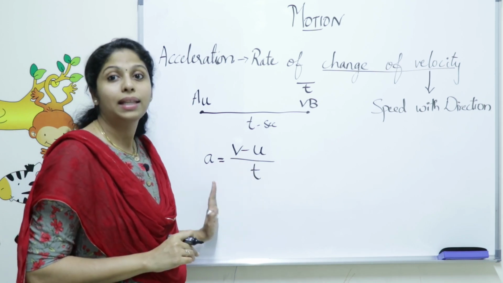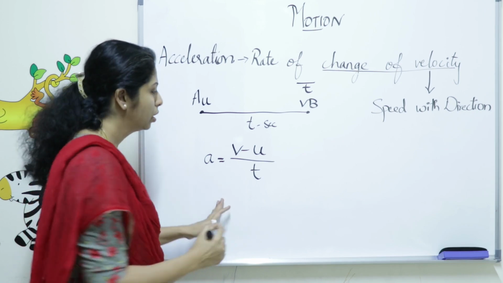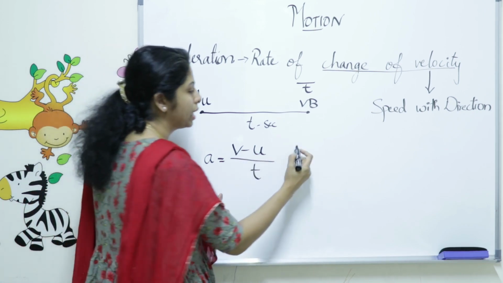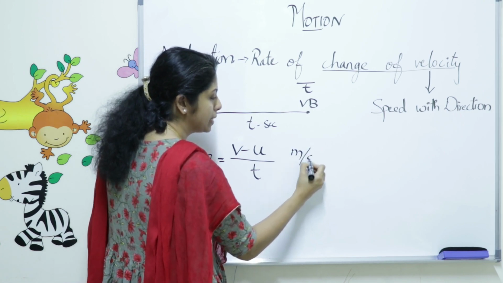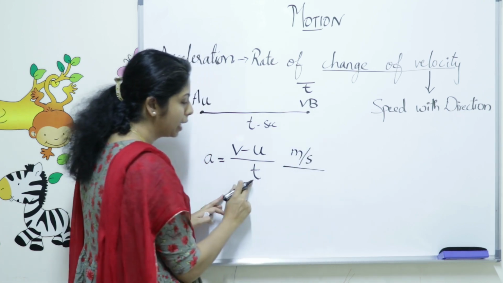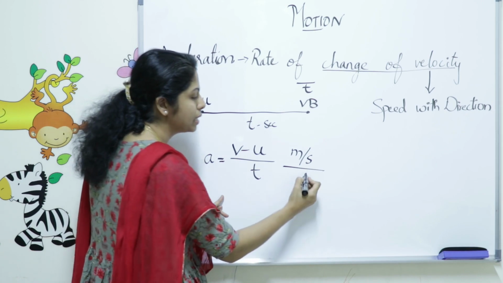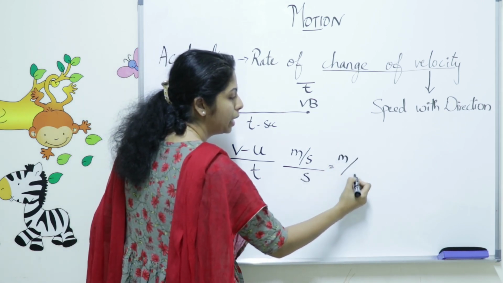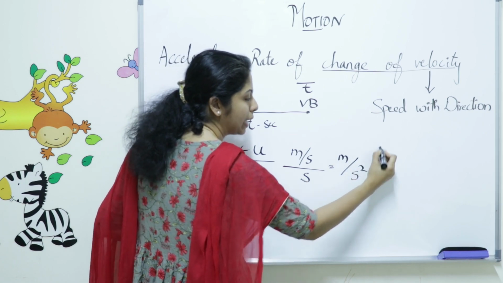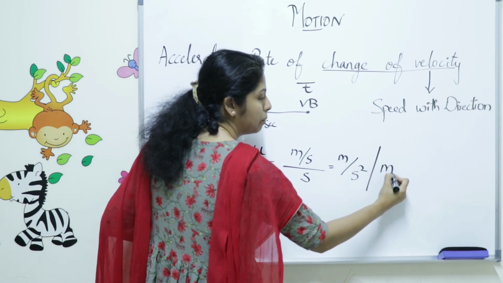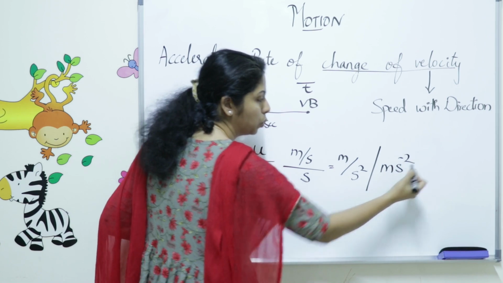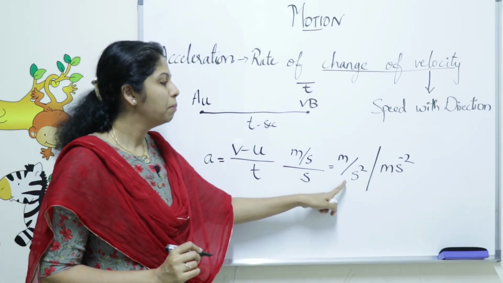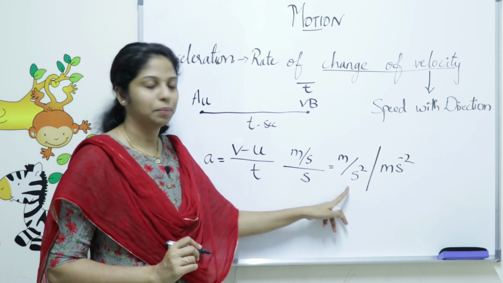So, it is a = (v - u)/t, where v is the final velocity, u is the initial velocity, per time. Now, the SI unit of acceleration. You know that the SI unit of velocity is meter per second, divided by the SI unit of time, which is seconds. So, you will get meter per second square, which can also be written as m s^-2. So, the SI unit of acceleration is meter per second square.